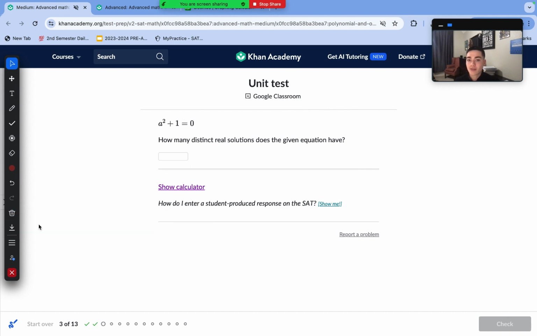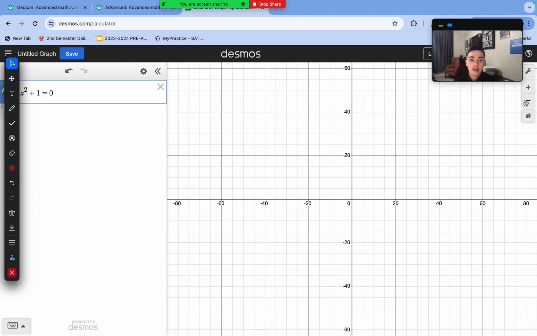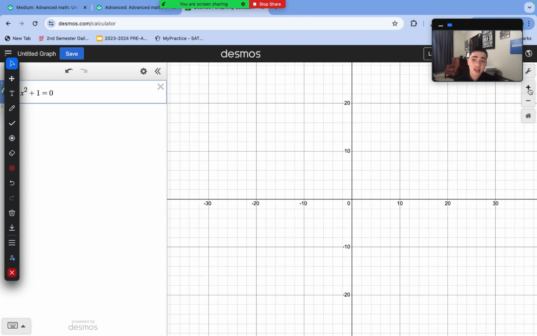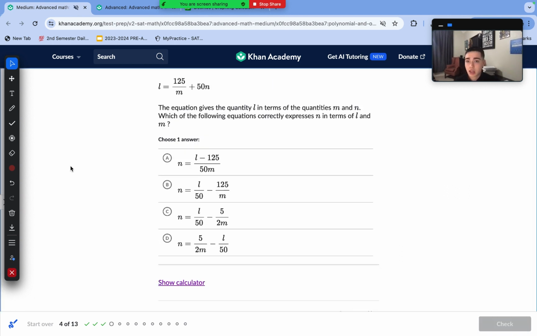Alright, how many distinct real solutions does the given equation have? We can just type it in to our Desmos as x squared plus 1 equals 0. And we can see here that indeed there are no distinct real solutions. There are no real numbers that make this equation equal. So that means there are 0 distinct real solutions.